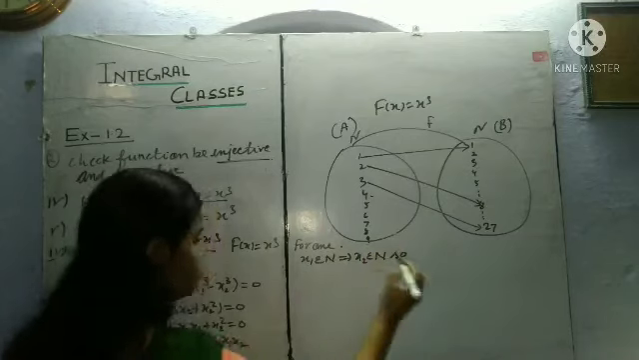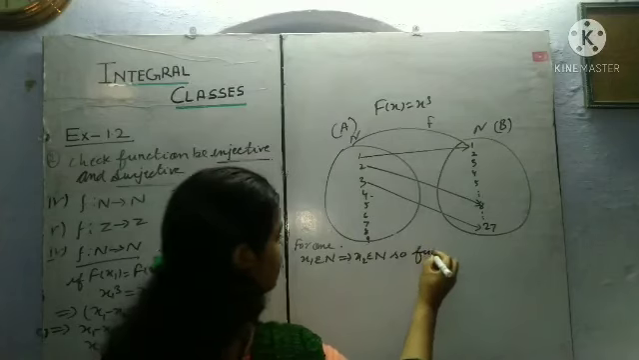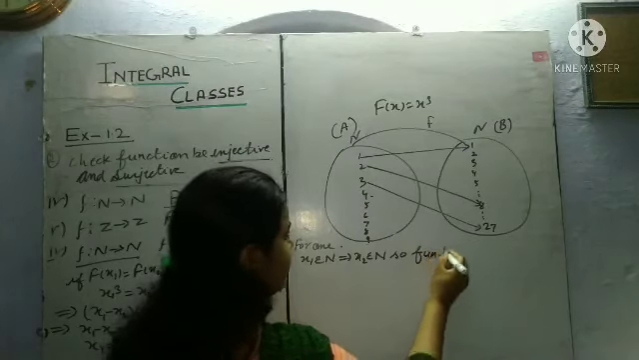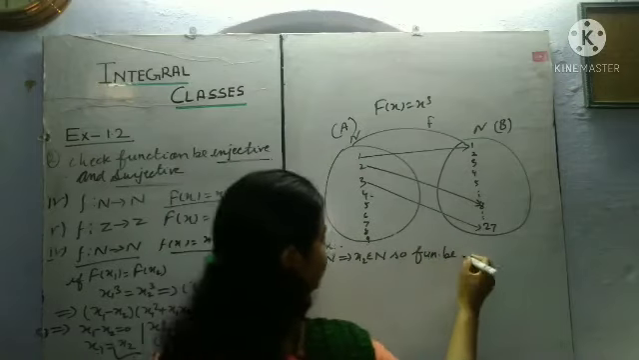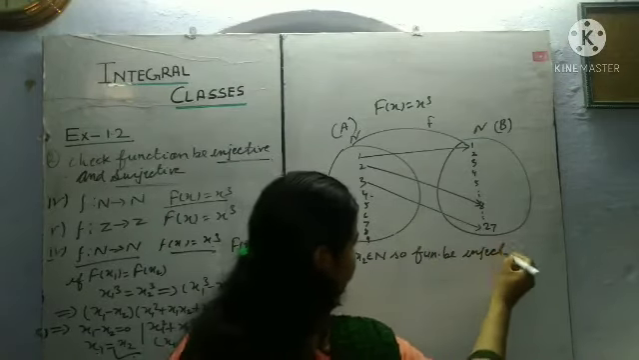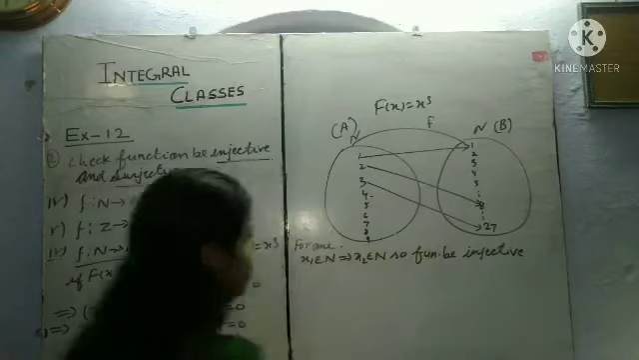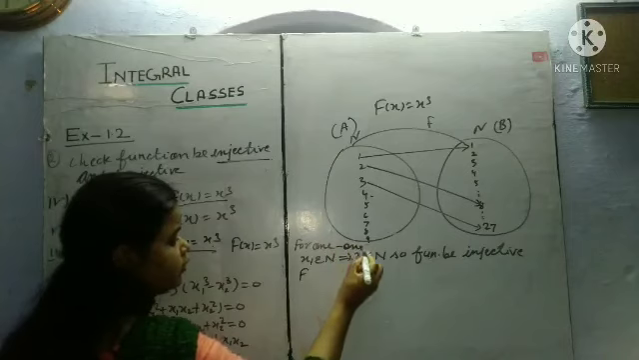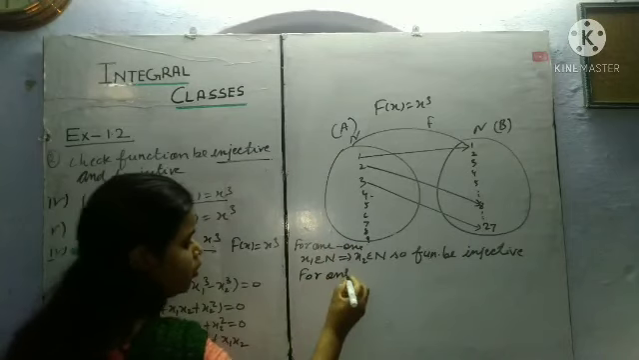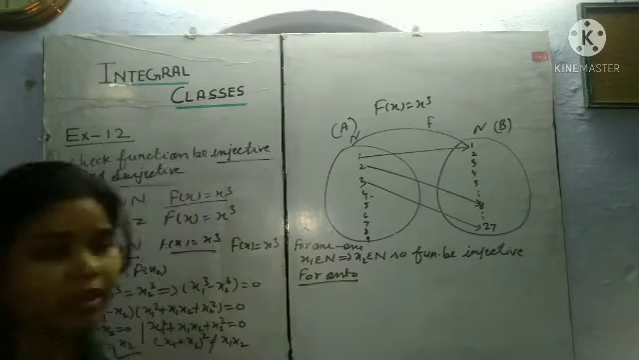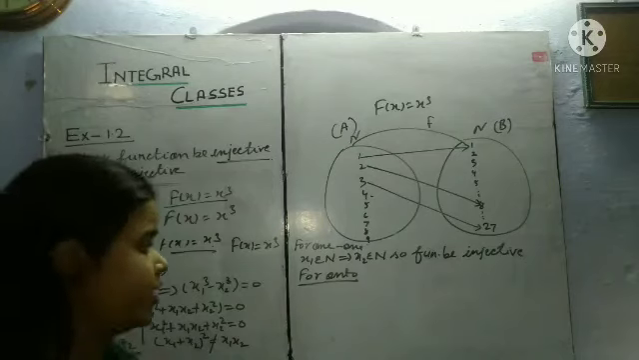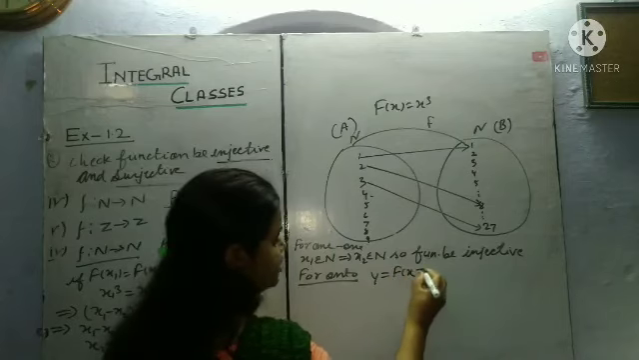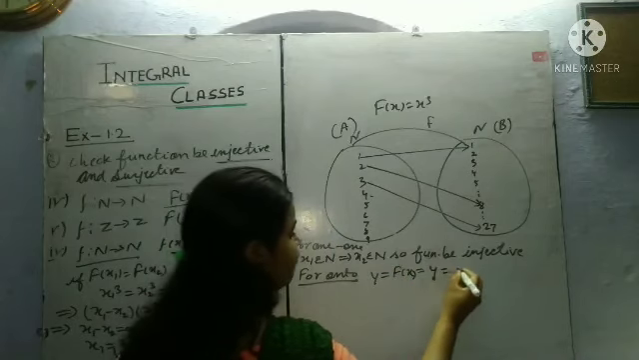So we write that function f is injective. Now for onto, what is the condition for onto? For onto, codomain equal to range. So y equal to f(x). What is the value of f(x)?